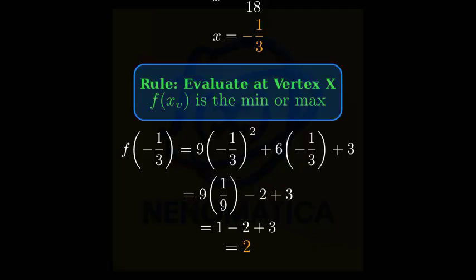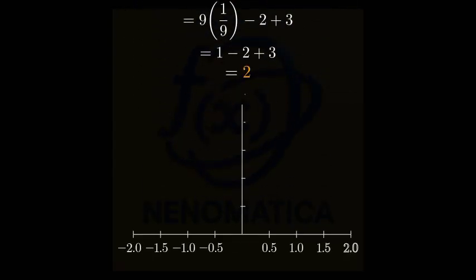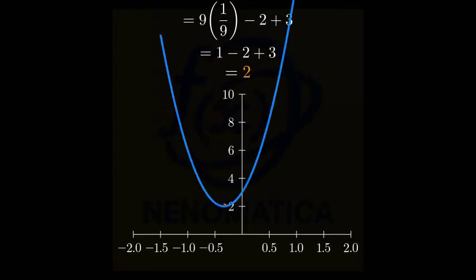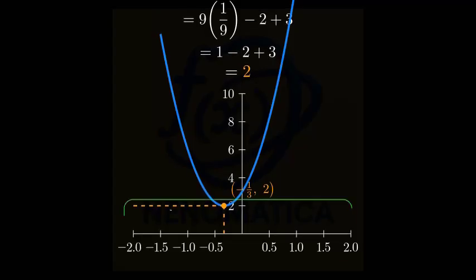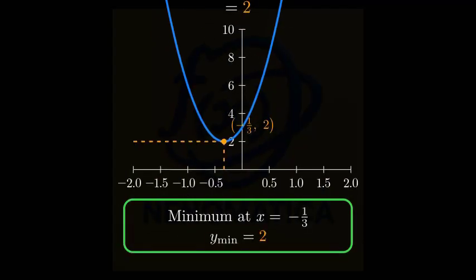Let us visualize the parabola to cement the idea. We plot f of x equals 9x squared plus 6x plus 3 and mark the vertex at (-1/3, 2). Notice the graph opens upward, and the vertex is the lowest point, confirming this is a minimum. Final result. The minimum value is y equals 2 at x equals -1/3.